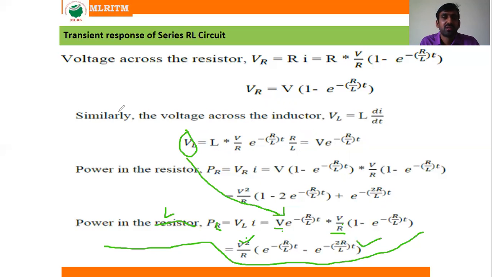So this is the derivation part with respect to the transient response of a series RL circuit having DC excitation. Remember, having DC excitation. If we include the sinusoidal excitation, it is going to be much more complex, involving second order linear differential equations in the upcoming lectures. So be thorough with first order linear differential equations. This is what we have with respect to the transient response of series RL circuit.